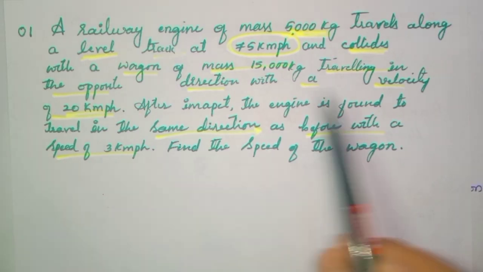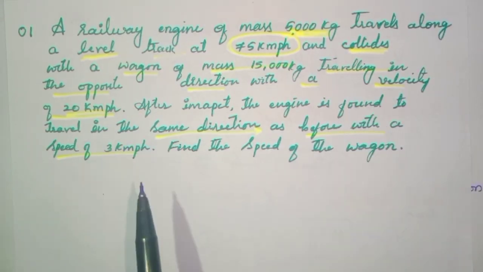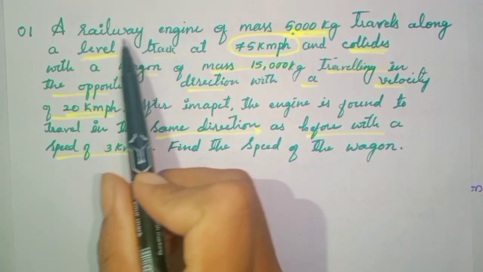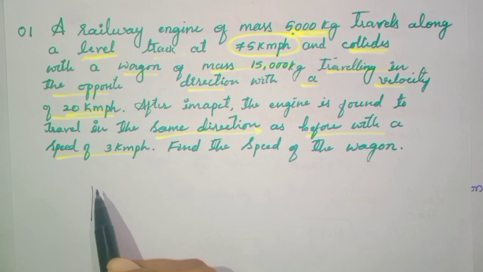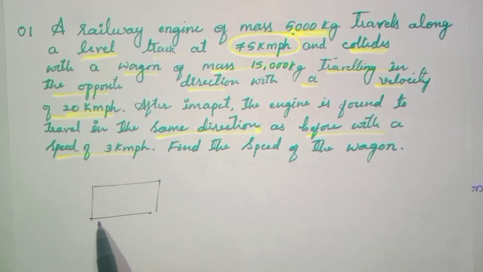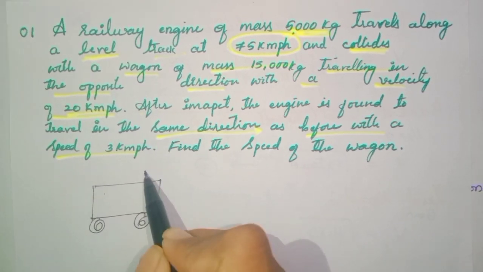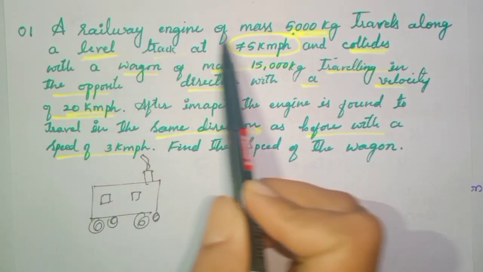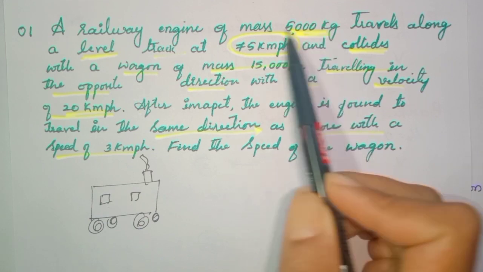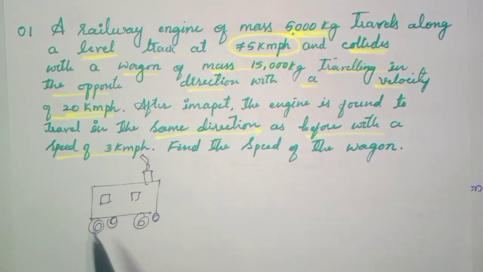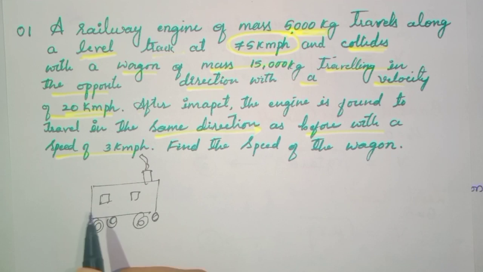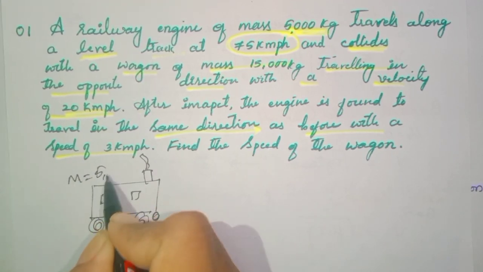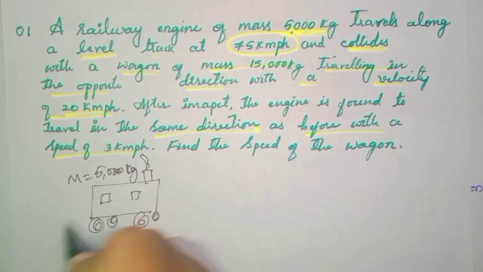Whenever you get a numerical problem, you have to understand it by drawing a rough diagram. So I will draw a railway engine here, just a rough diagram. Let us consider this is a railway. Here they have given a railway engine of mass 5000 kg. So what is the mass of the railway engine? That is 5000 kg, so I'll write it here itself.